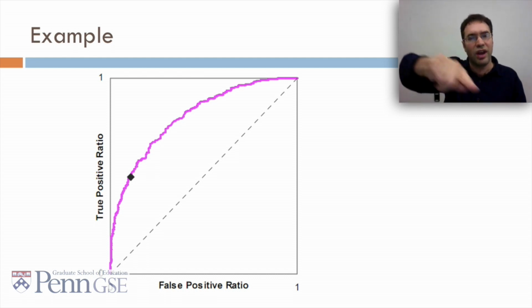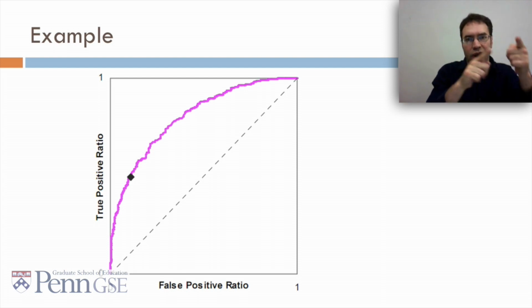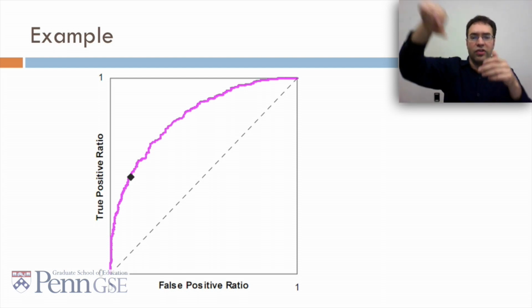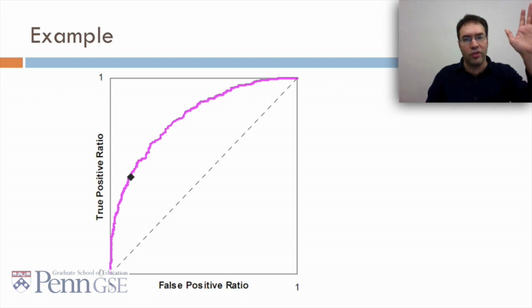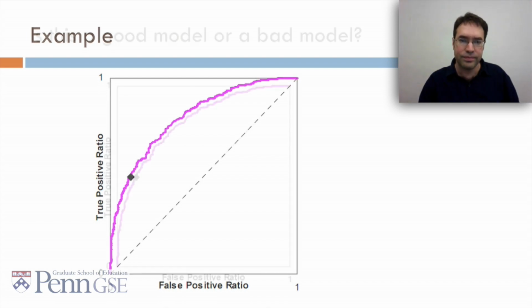Now you might say, what's that dashed line? That dashed line's chance. When your true positive ratio is 50% and your false positive ratio is 50%, or your true positive ratio is 20% and your false positive ratio is 20%. So if your model is performing exactly at chance, getting as many true positives as false positives, then it's going to be right on that dashed line. So the more you are above that dashed line, the better you're doing.